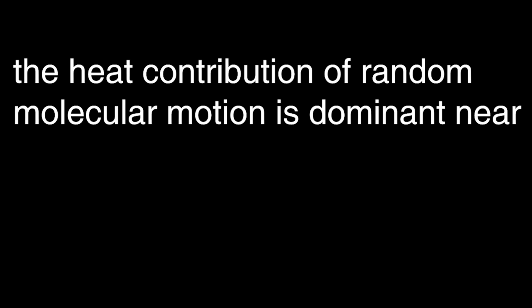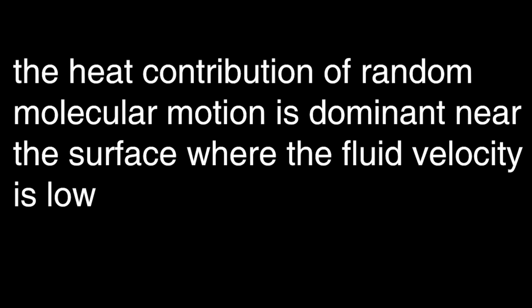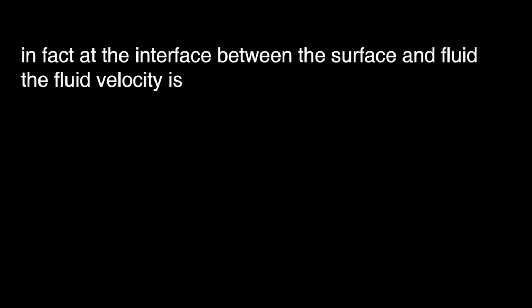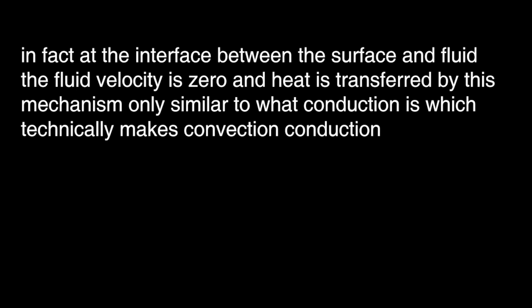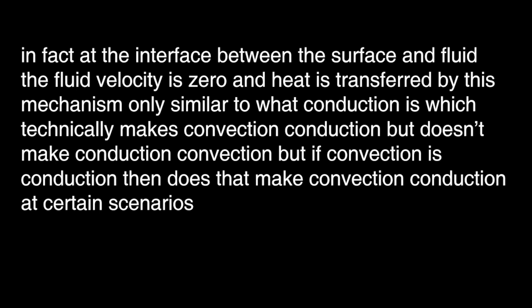The heat contribution of random molecular motion is dominant near the surface where the fluid velocity is low. In fact, at the interface between the surface and fluid, the fluid velocity is zero, and heat is transferred by this mechanism only, very similar to conduction, which technically makes convection conduction, but doesn't make conduction convection. But if convection is conduction, then does that make conduction convection in certain scenarios where the velocity is zero? It's complicated.